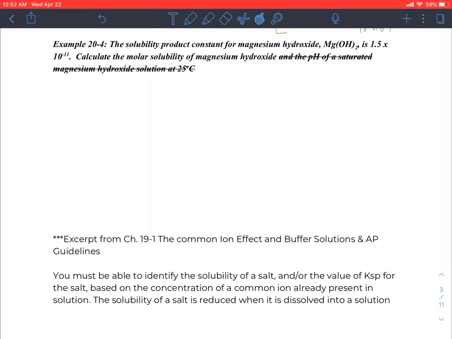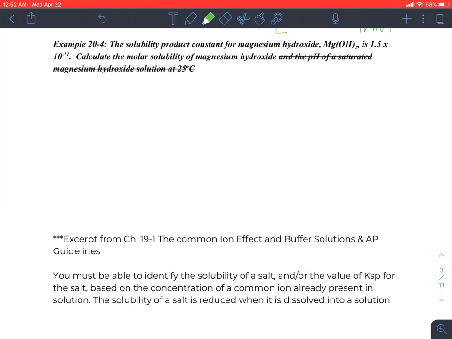Okay, so example 20.4. You can see that some of this is crossed out. The AP exam this year is not going to be testing you on Unit 8, which includes the pH. So this problem originally asked us to solve for pH at the very end. That's going to be assuming that you've completed Chapter 19, and we haven't and we won't for the AP exam.